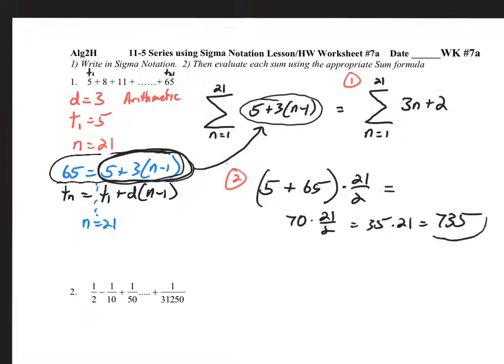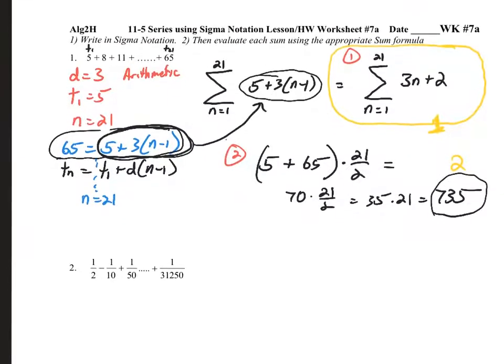Some of you with a newer calculator can actually do summation notation on your calculator. I believe the newer ones, it's under the math key. And so you could check your answer with that if you felt strongly about it. So this is part 1, writing it in sigma notation. And then finding the actual sum, evaluating the sum, is number 2 right there.